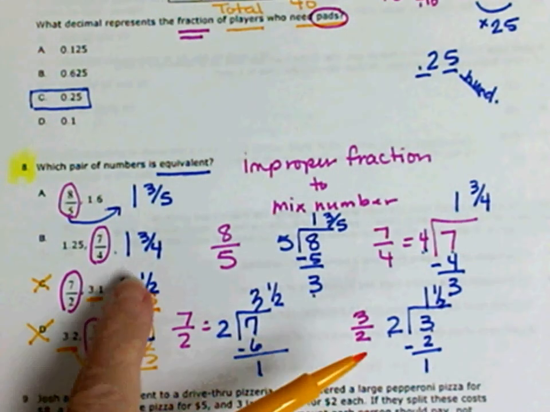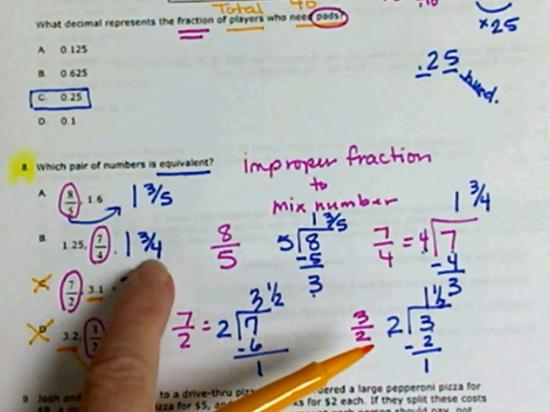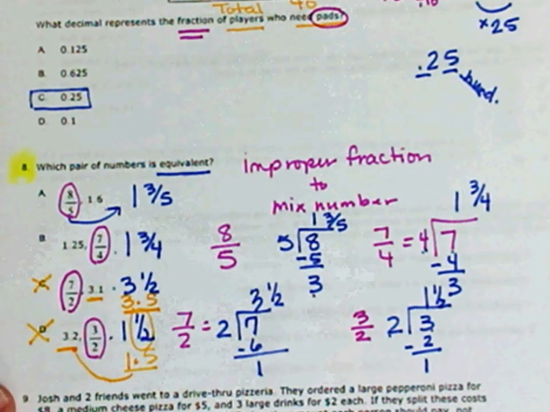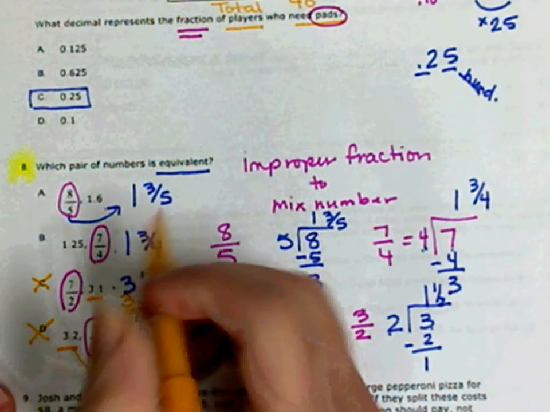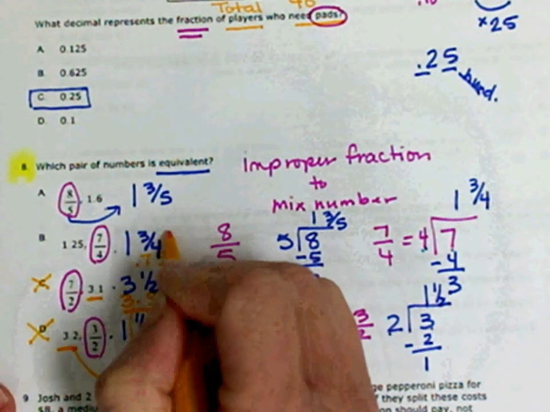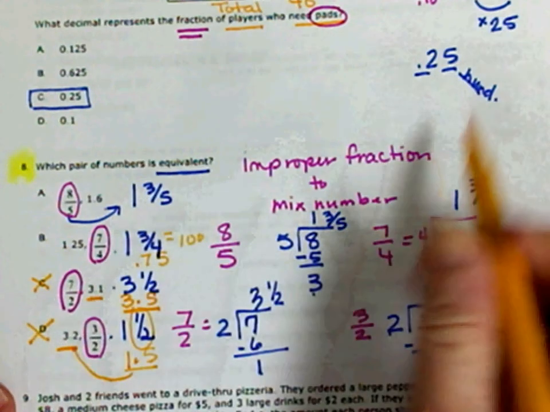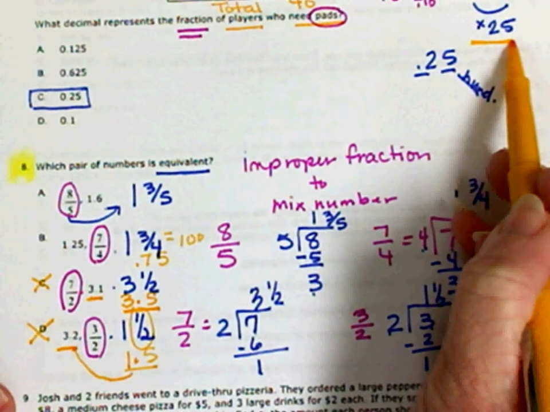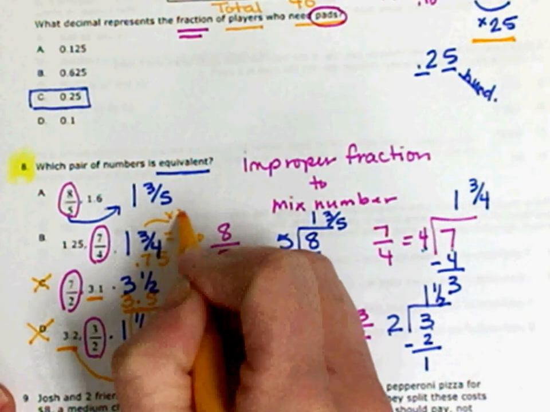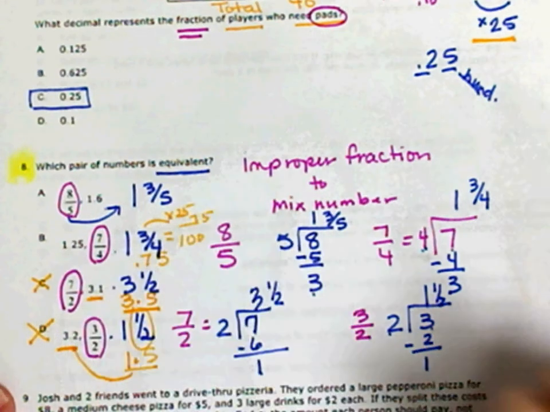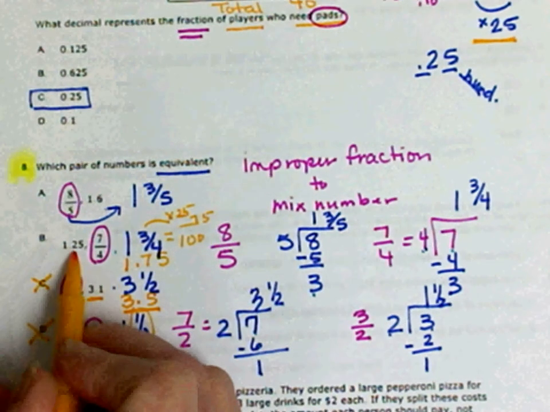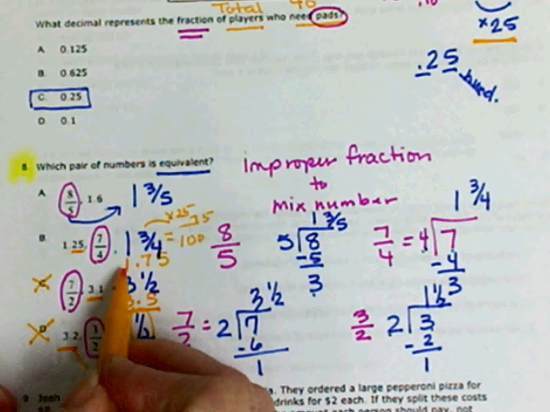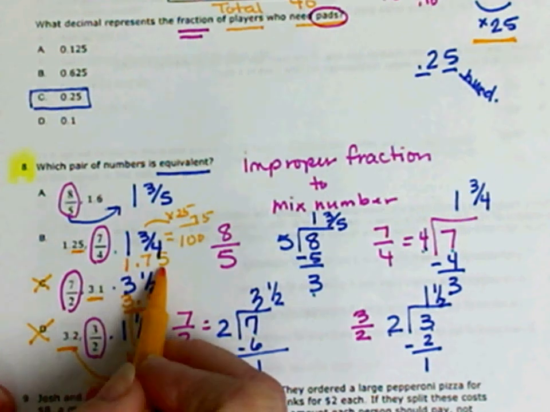Now, I'm going to change this fraction to a decimal. 3/4 is going to be 0.75, because if I get it to 100 and multiply just like I did up here, I'm going to be multiplying by 25 on the top, and I get 75. So 75 hundredths is 1.75. Ooh, it's very close, but it's not the same. 1.25 is not the same as having 3/4, which is 0.75. So B is not it.